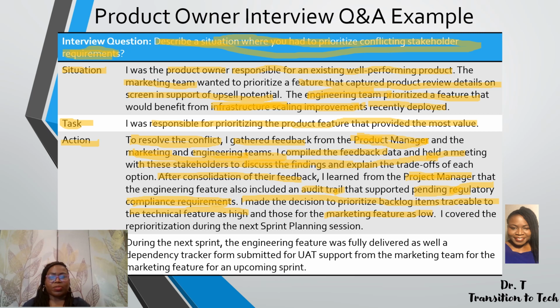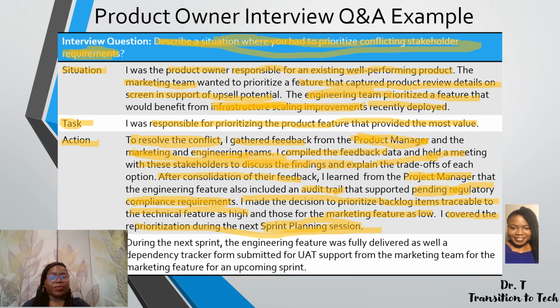You also tell the interviewer that you covered this reprioritization in the next sprint planning session, because you know that as the product owner, you are clarifying any questions and bringing to the team any focus on new priorities in sprint planning. That's your role in the sprint planning session.